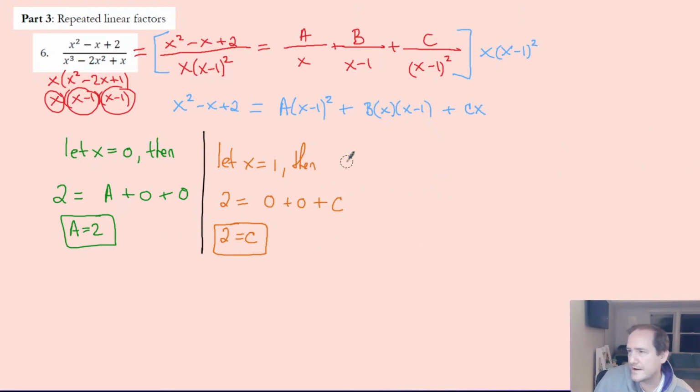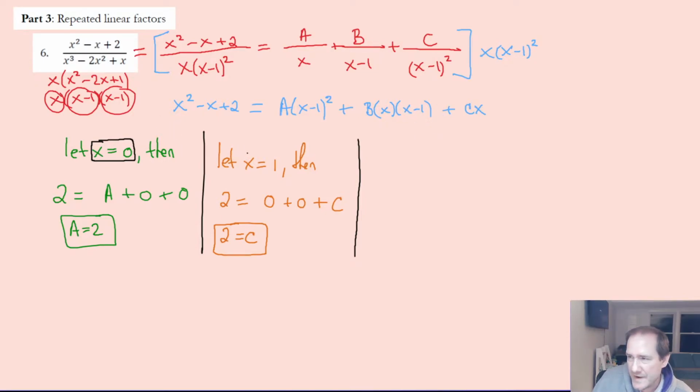Now, the kind of tricky part is, okay, well, how do I solve for B, right? I got that question in class a bunch. And the answer is, we let x equal 0 because 0 would make these variables cancel. We let x equal 1 because it would make these cancel.